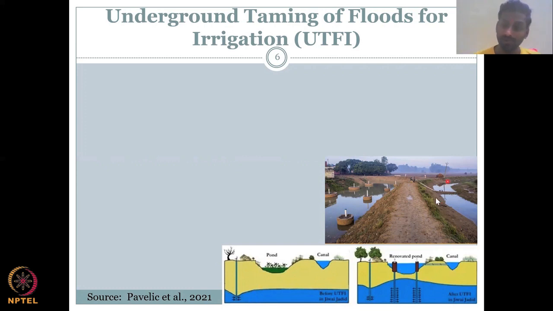Now, if the canal water is there, and this canal has nothing to do with the pond, there's no recharge happening. So what the UTFI scheme does is take the canal water and divert part of it into the pond. Not all canal water is lost, only part of it. So first there is a diversion of water, and that water is put into these recharge shafts. You can see the recharge shaft, and water goes much faster into the shaft and to the deep aquifer. So you could see that the deep aquifer is getting all the water, which then recharges the entire aquifer. So from here, it has gone up to here during the UTFI scheme.